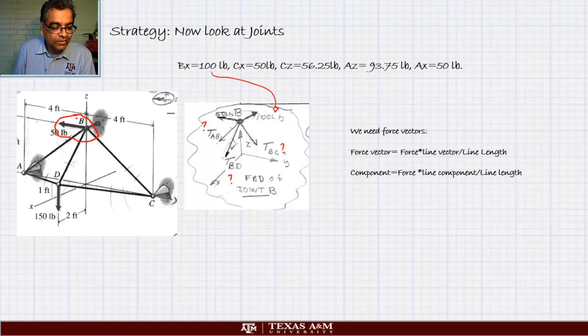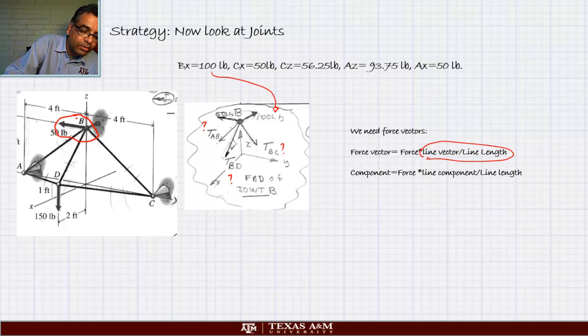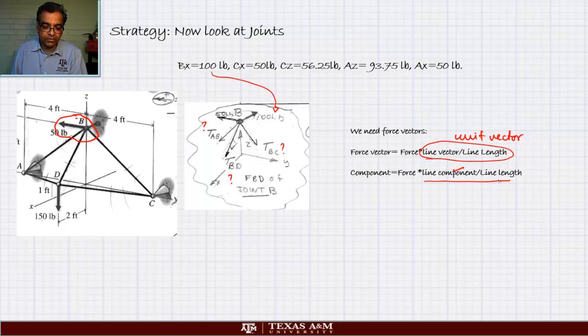So to solve for this, we need force vectors because these are all vectors pointing in funny direction. Force vector is force times line vector divided by line length. You remember, this is the unit vector. And now, if I want to find the component, I just look at the line vector component divided by line length. That's how I do the force vectors.